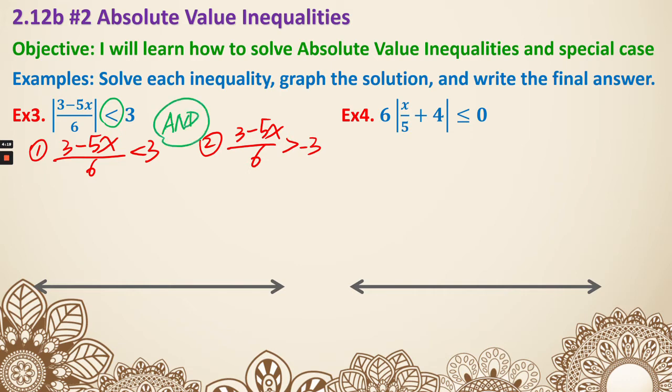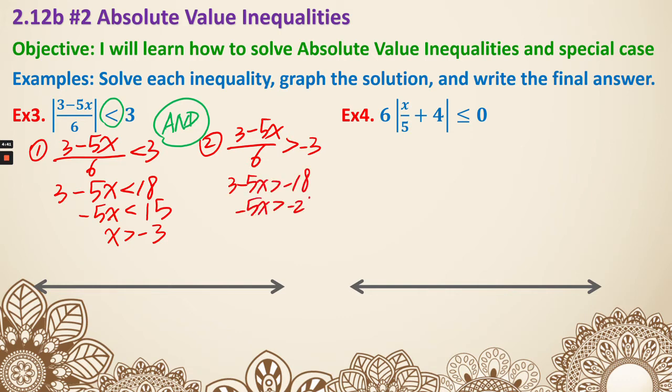Now we're going to solve for each case. Multiply both sides by 6. We got 3 minus 5x is less than 15. Move the 3 over. Negative 5x is less than 15. Divide both sides by the negative 5. Remember to flip your sign. x is greater than negative 3. The other one, 3 minus 5x is greater than negative 18. So negative 5x is greater than negative 21. Divide both sides by the negative 5. Flip the sign. It's going to be x is less than 21 over 5.